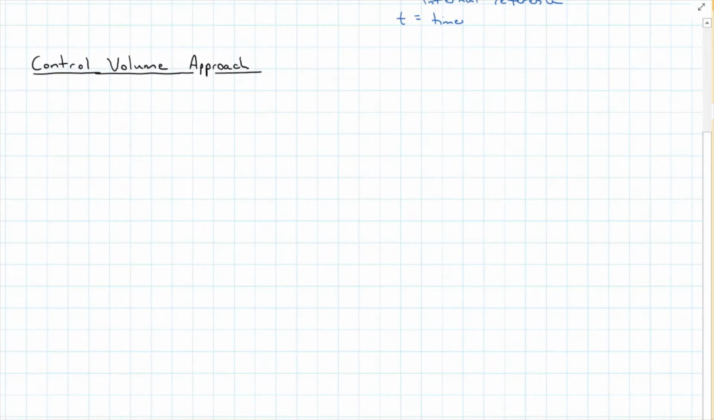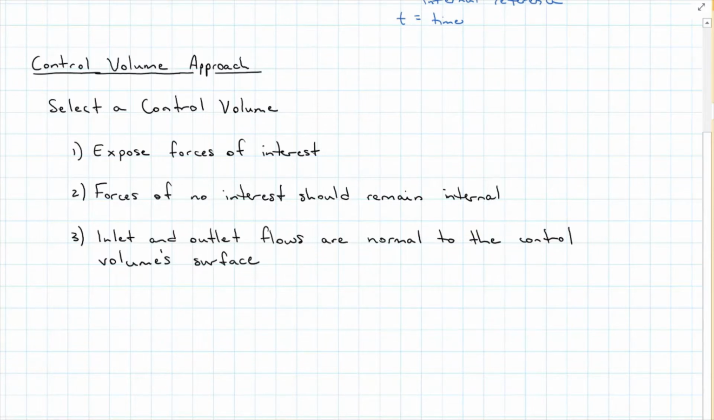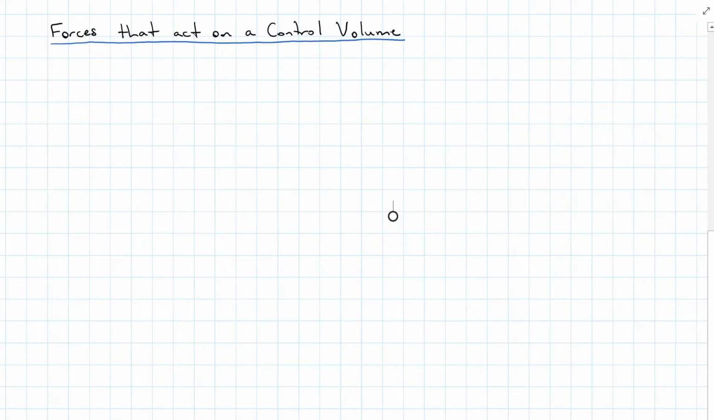Using the control volume approach, we first want to select a control volume. We do that by exposing the forces of interest. Forces of no interest should be left internal, and inlet and outlet flows should remain normal to the control volume's surface. So once we've selected our control volume, we need to talk about the forces acting on the control volume.